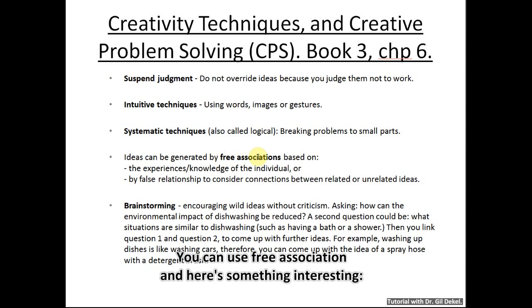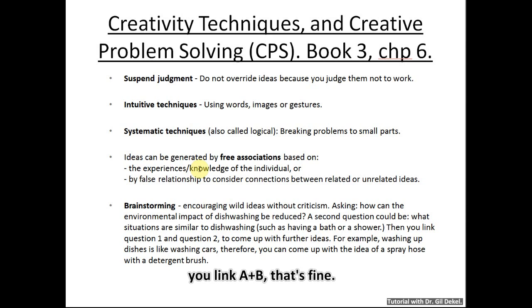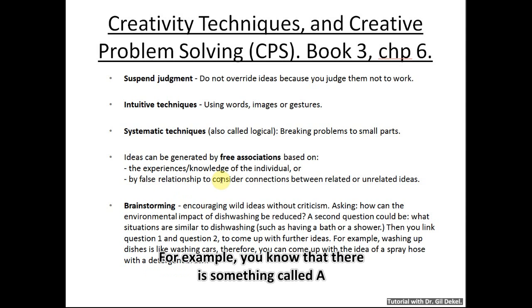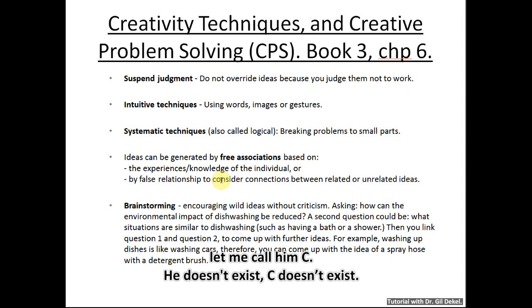You can use free association, and here's something interesting. Free association means that you link ideas based on experience and knowledge that you may already have. So you know something, A, you know something which is B, you link A plus B. That's fine. However, free association may also come by, look at this, false relationship. For example, you know that there's something which is called A, and you have invented a solution or a situation or a user, which let me call C. It doesn't exist. C doesn't exist. But when you marry, when you join A and C, something miraculous can happen.